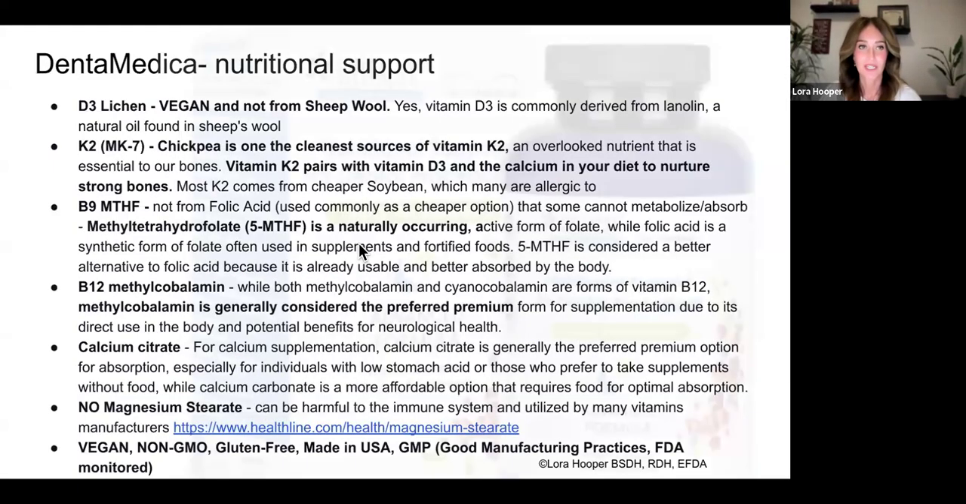So what's really unique about Dental Medica is that in the market, it is such a clean product. I just want to highlight a few things here. Look at this D3. It is vegan. So importantly that it's a good source. Well, how about its K2? Yeah, it's MK7. And look at this. It's from the cleanest source that you can get your vitamin K2 from.